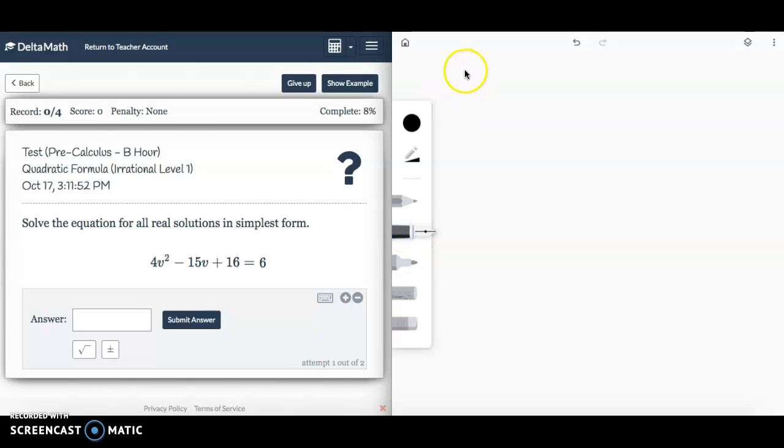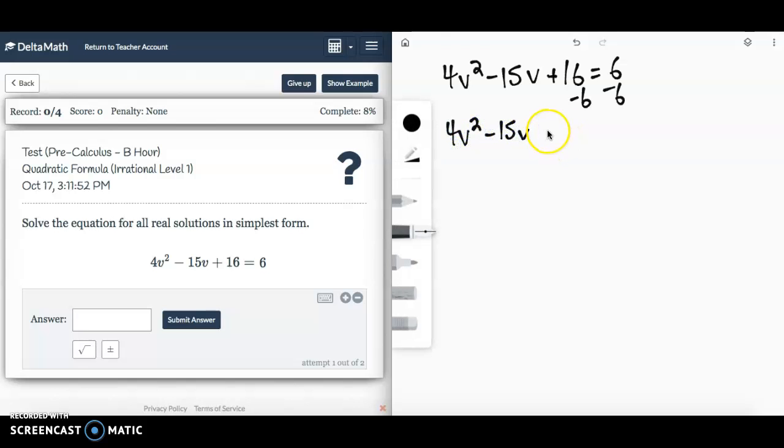So first thing you always got to do is get it set equal to 0. So I have 4v squared minus 15v plus 16 equals 6. So go ahead and subtract 6 from both sides, and I get 4v squared minus 15v plus 10 equals 0. There isn't a GCF that I can factor out. If you want to try reverse box method, feel free. We're going to go ahead and use our quadratic formula though.